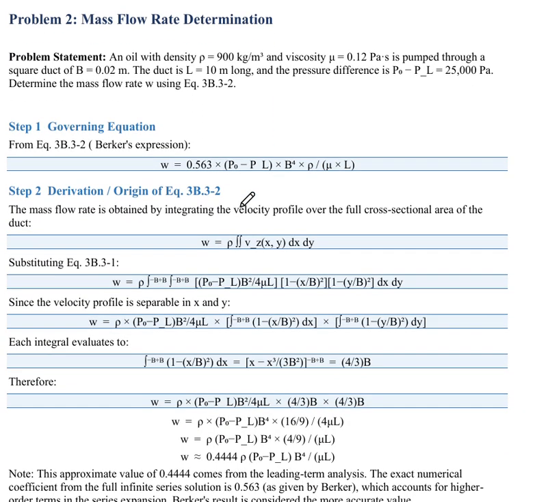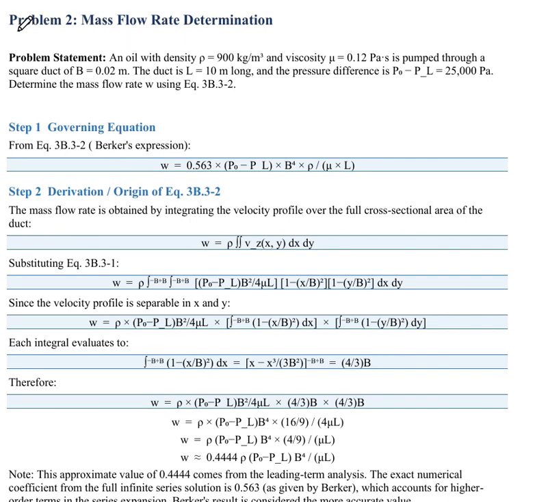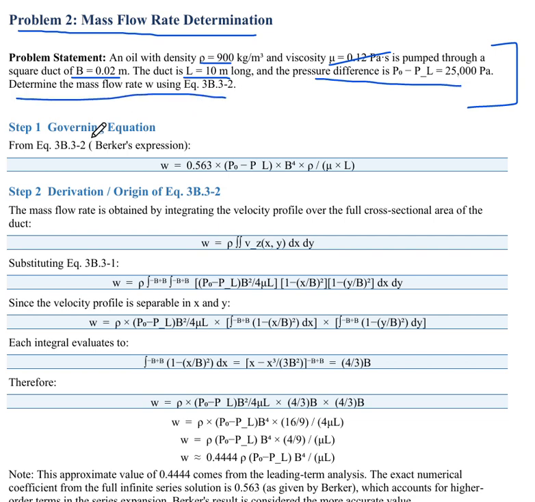Now coming to the second problem, which is based on a mass flow rate determination. As you can see here, the problem statement: oil with density 900 kg per meter cube and given viscosity is pumped through a square duct of B equals 0.02 meter. The length of the duct is 10 meter long. Pressure difference is given. We have to determine the mass flow rate. This section focuses on the total amount of fluid moving through the duct.